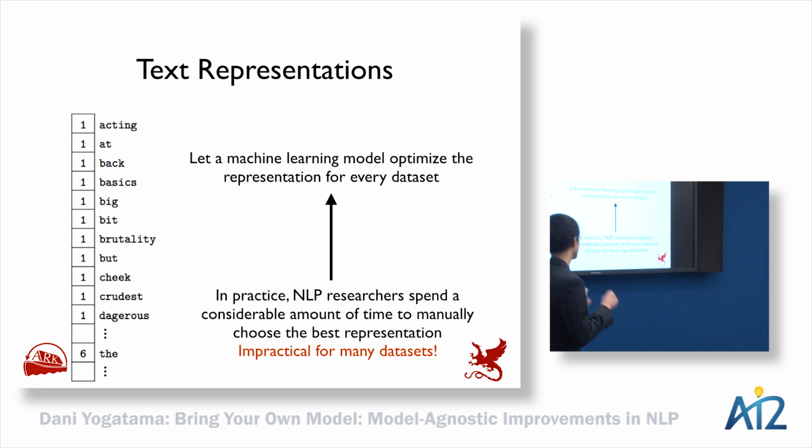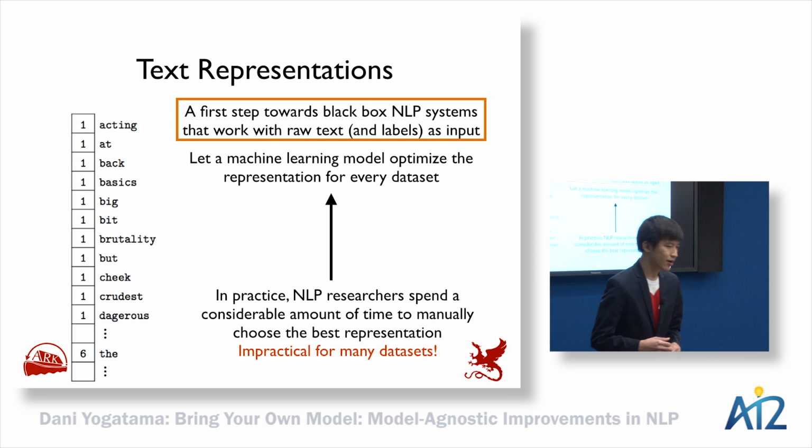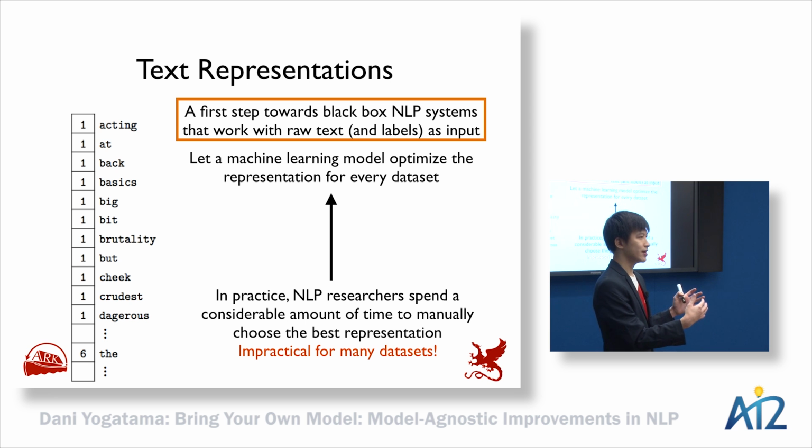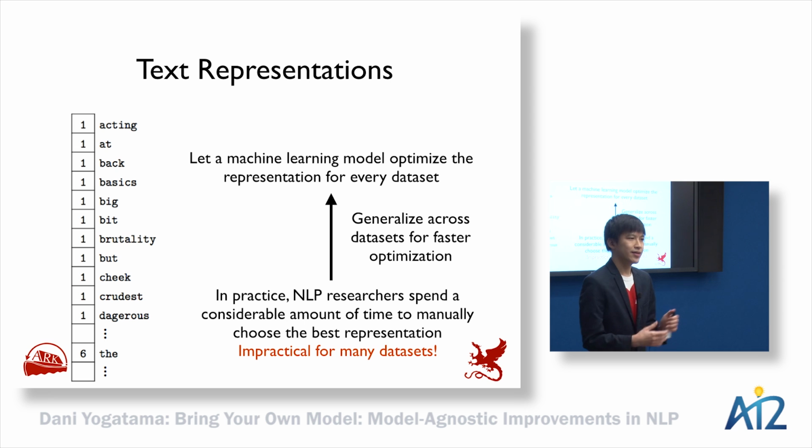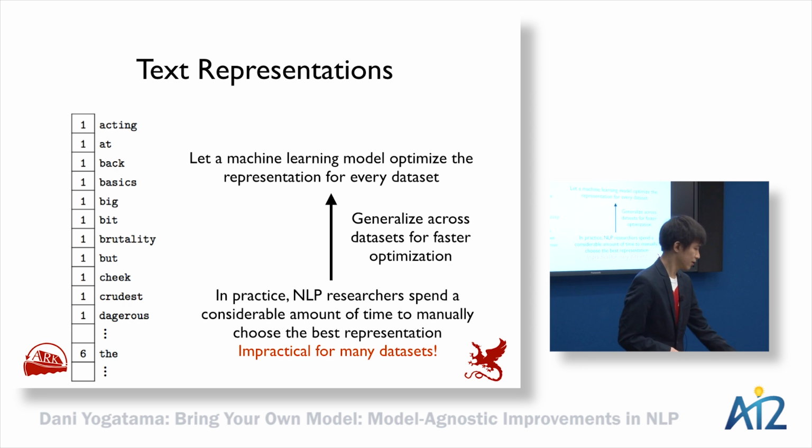We're going to ask a machine learning model to find the best text representation for our task at hand. And this is what we call a black box NLP system, which takes the raw text as input, and then the system takes care of feature extraction and choosing the classification model and just returns the best model. So that's the overall idea of black box NLP. Obviously, if we have a lot of tasks, a lot of data sets, we can also probably generalize across data sets so that we can optimize this faster. I will talk a little bit about that later.